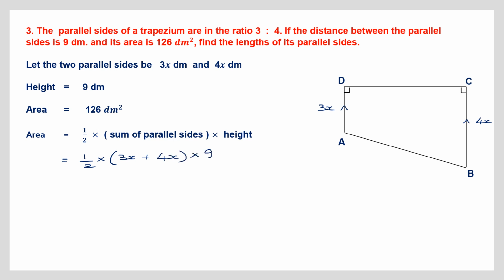So now area is also given to us, like I said, so that is 126. So now let's continue. 126 is equal to 1 by 2 into 3 plus 4 is 7. So that is 7x into 9. So here, since it's multiplication, we can multiply all the numerators. 1 into 7x into 9. So here it is 126. 1 into 7x is 7x. 7 nines are 63. So that is 63x by 2.